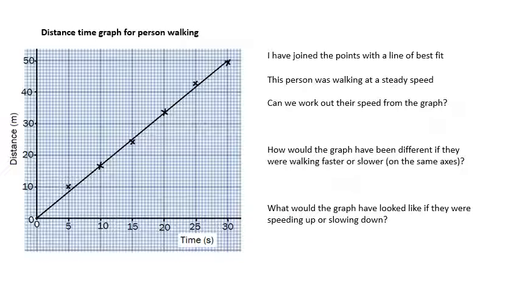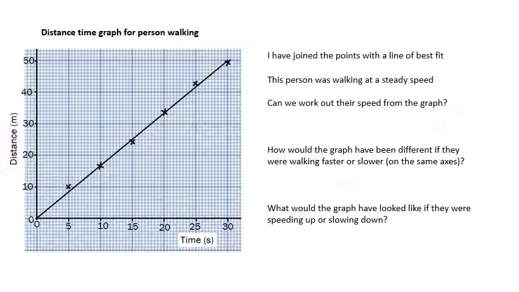Well, if somebody's walking at a steady speed, then the graph will be a straight line. Looking at this graph here, you see I've drawn a line of best fit. It doesn't go through all of the points, but it's a lovely straight line. I've got about the same number above and below. And this person is walking at a steady speed, so the graph is a straight line.